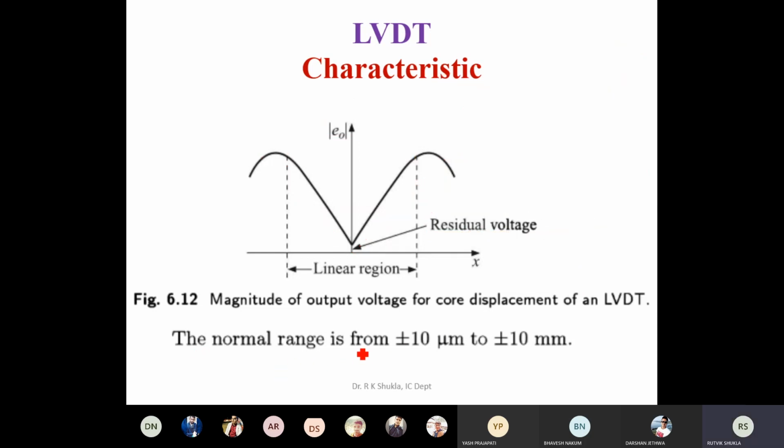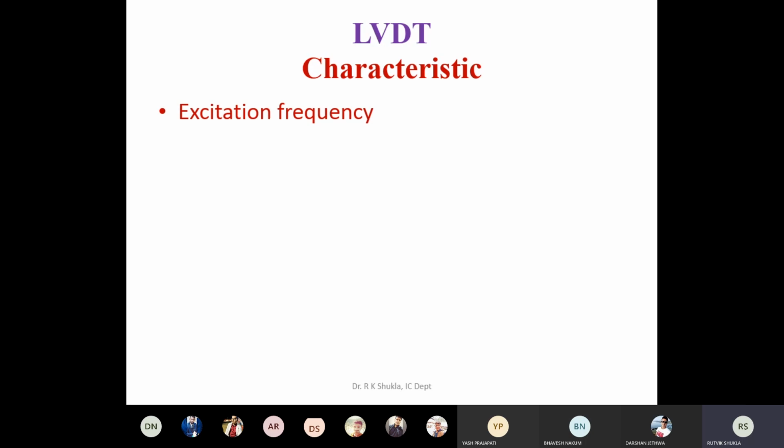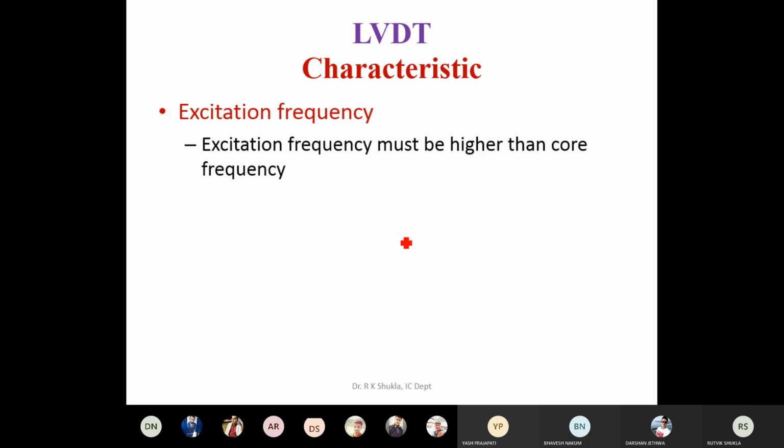This says that the normal range for which LVDT is mostly used is in terms of micrometers or millimeters. So the range is plus or minus 10 micrometer to plus or minus 10 mm. So it's a smaller range for which LVDT can be used. Now, if we look at the characteristic of LVDT, there are certain things which we need to consider while we use the LVDT in our application.